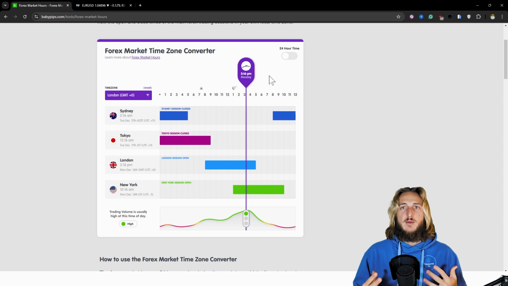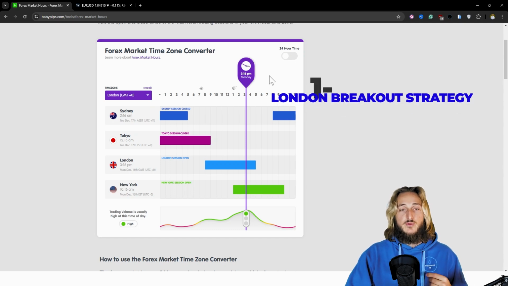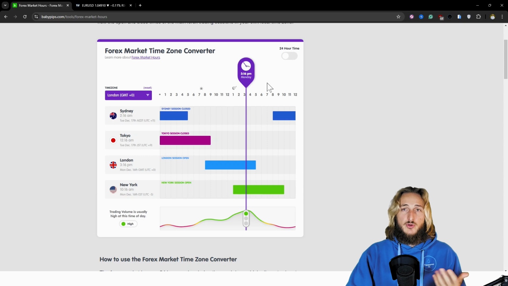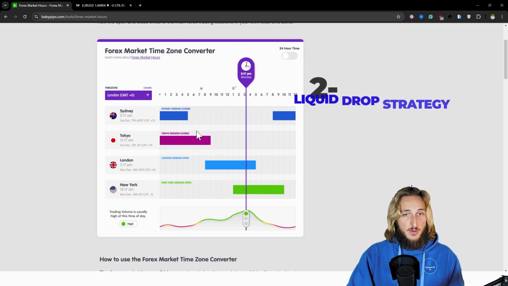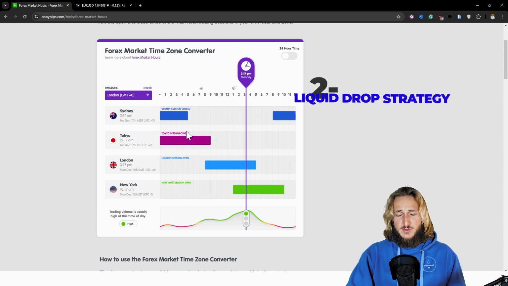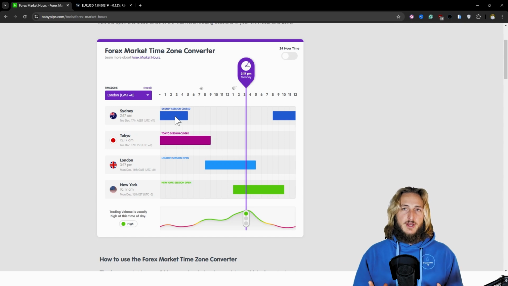I will be showing you some of my personal strategies, and we will be looking at exactly two different kinds of strategies. One is a trend following strategy, which is my London breakout strategy. And I will show you my EA that trades the London breakout strategy, which I have developed. And the other one is the liquidity drop expert advisor, which essentially trades the liquidity drop during the Asian session.